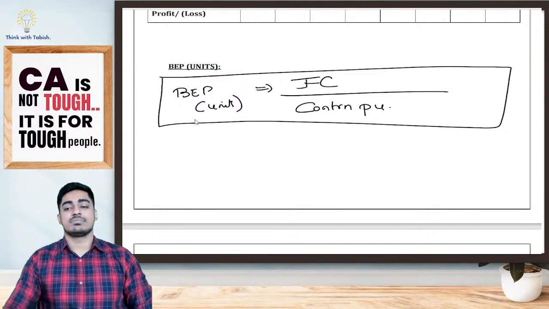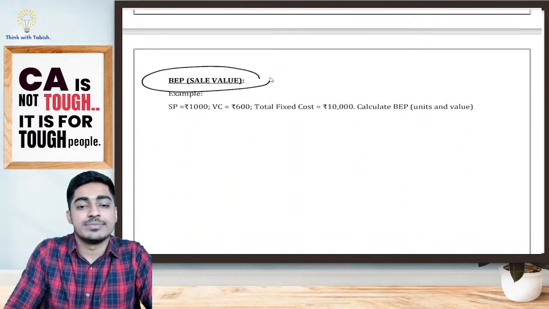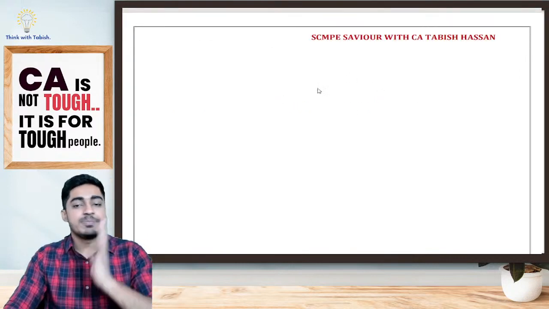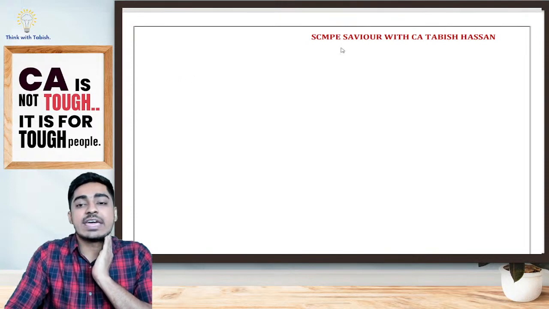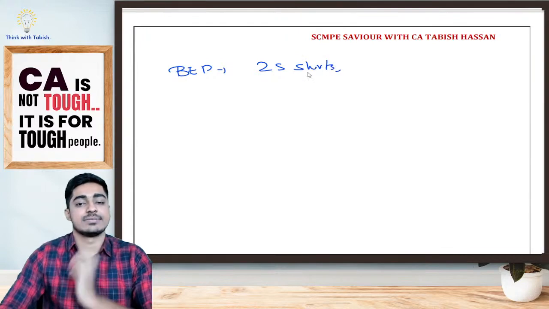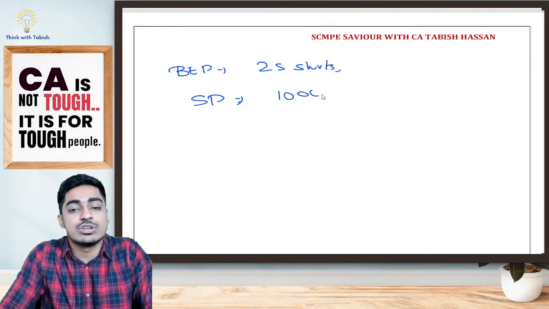Is it clear? We also have BP in terms of sale value. Firstly, how do we calculate BP in terms of sale value? Simplest thing, we know that to arrive at our BP, we have to sell 25 shirts. We know that the selling price of every shirt is 1000 rupees.